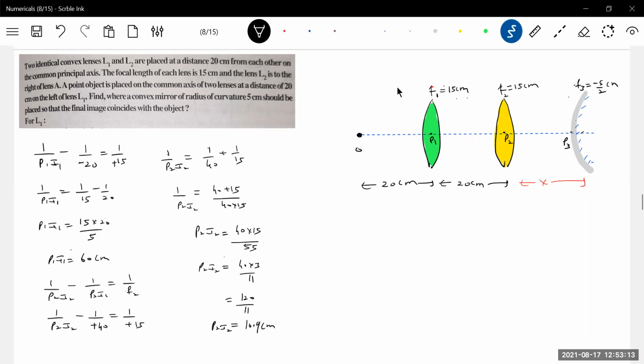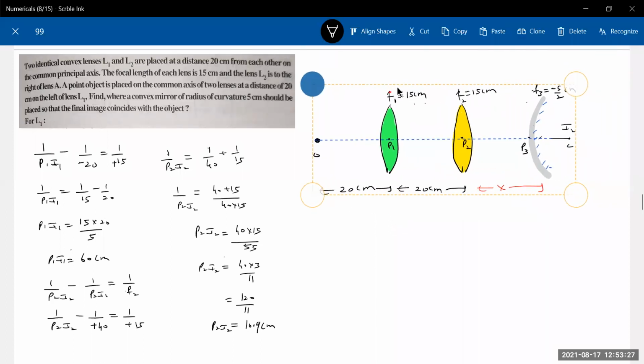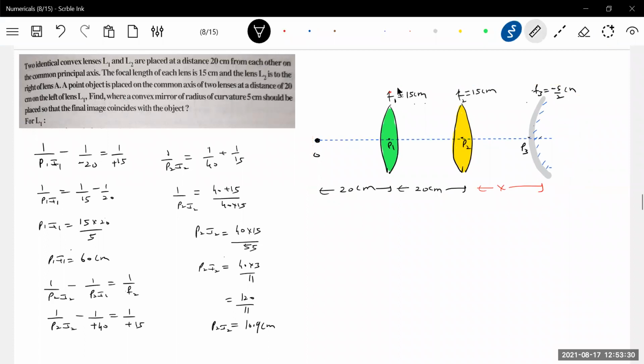So 10.9, and the center of curvature of this mirror should be such that it should be here. I'll shift the diagram. Center of curvature here. The I2 should be formed there, and I1 is somewhere here. That X is what is needed for us.